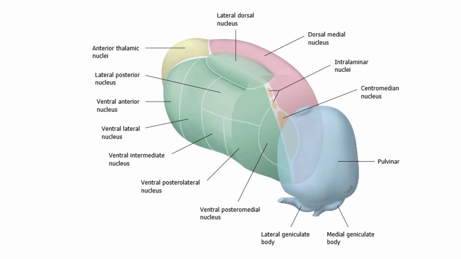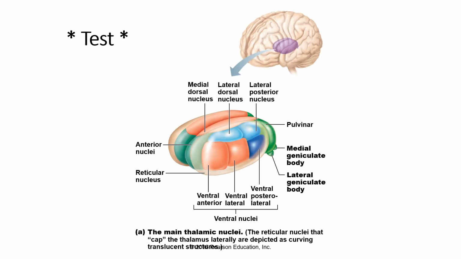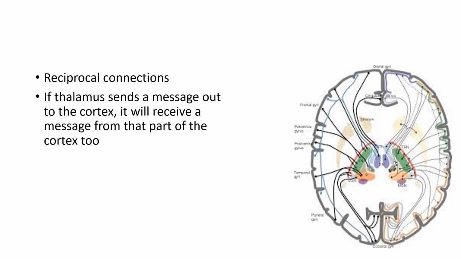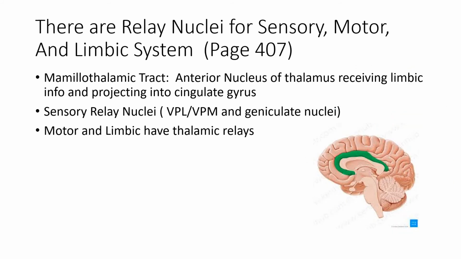Here's a nice picture for you. I like to use this one on the tests. I think it's an easy one to decipher here. There are reciprocal connections. So if thalamus sends out a message to the cortex, it will receive a message back. So it's kind of like saying like, okay, copy, I get it, I understand it.